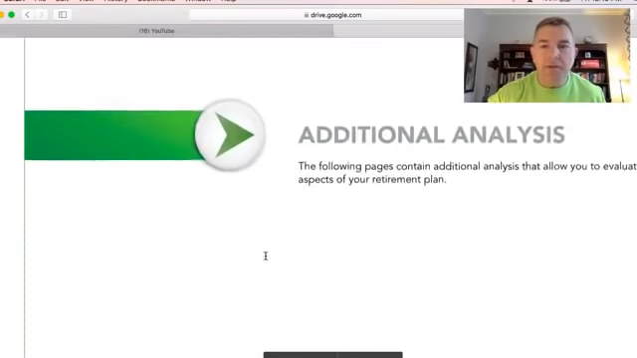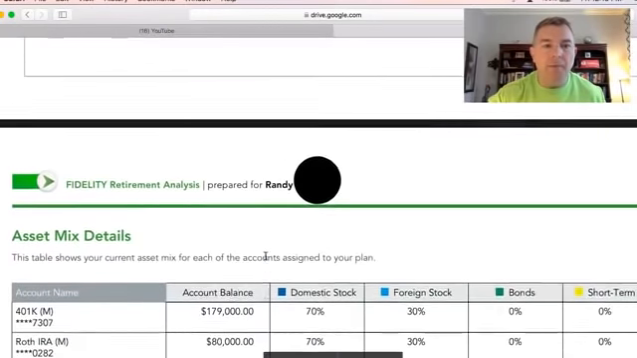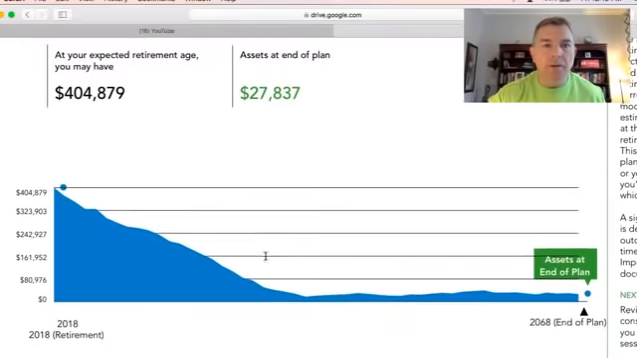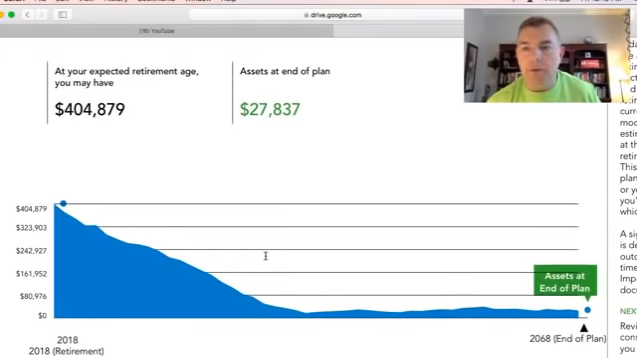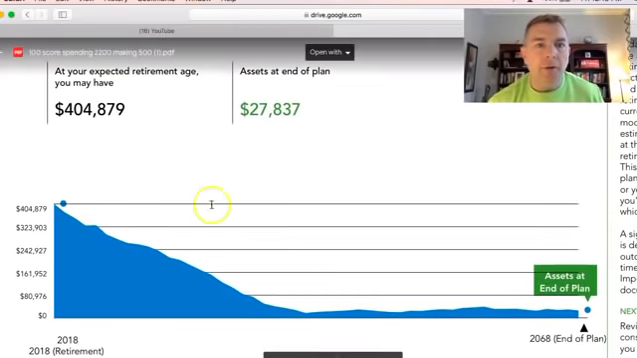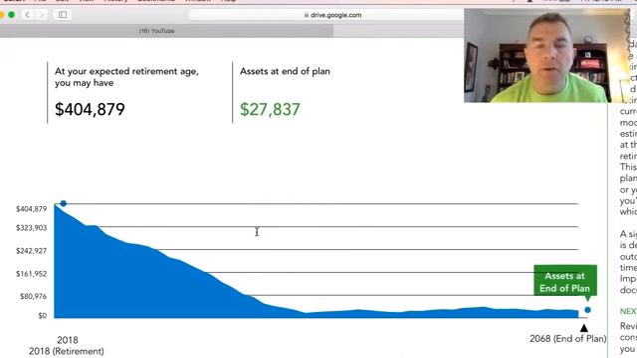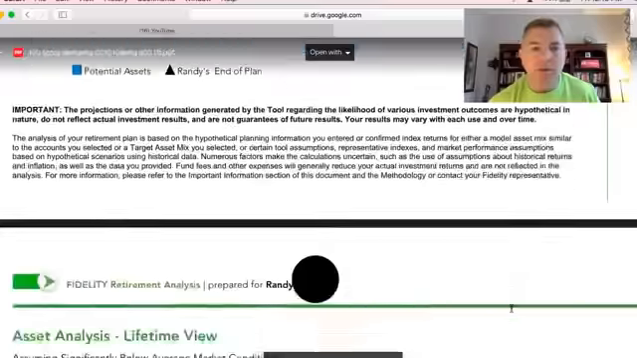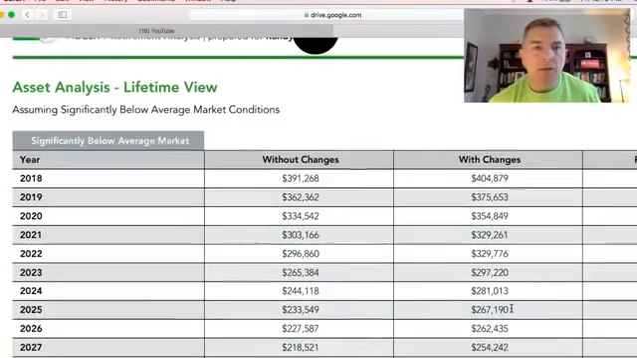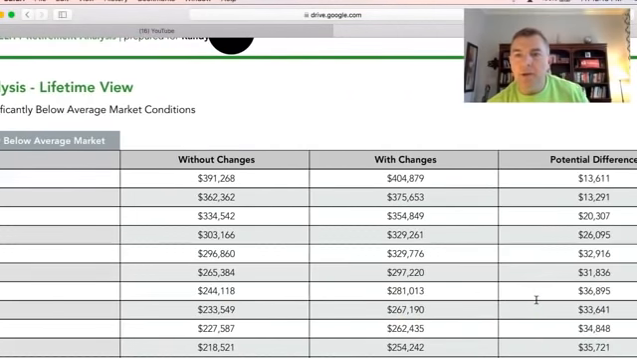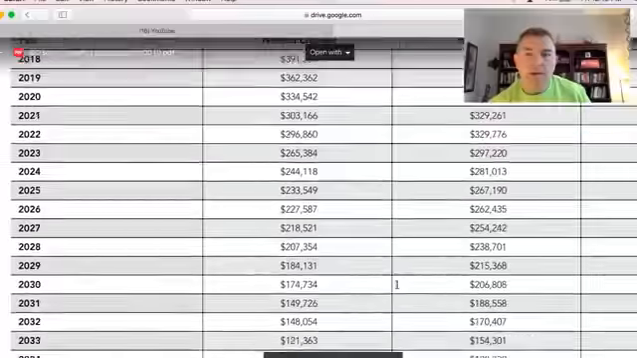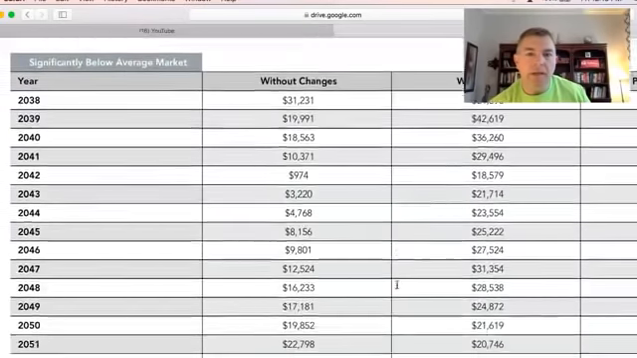They give you a bunch of stuff for additional analysis. Let's see what else we got. Let's see here. Range in a plan. Yeah, here you go. This is assuming a significantly below rate of return in terms of your average market. Significantly below average market, you can see the assets just drop like a brick in water until the end there, about $27,000. Significantly below without changes. All this stuff is pretty interesting. Difference, and if he does not do much change though, but a lot of stuff you can mess around with here at Fidelity. I like it. I'm a fan for sure.